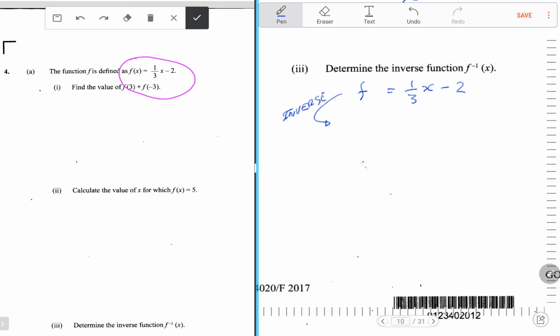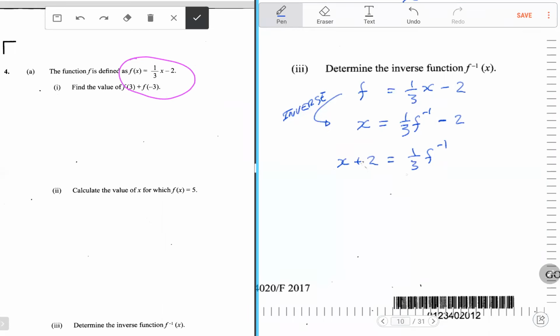To form the inverse function, you interchange the domain and the range. Now, f represents the range, it becomes the domain in the inverse function. And the x up here represents the domain of the function, it becomes the range in the inverse function, which is written as f to the minus 1. And we basically know transposing to make f to the minus 1 the subject. So the first thing I'm going to do is take the minus 2 over here and add it. So I'm going to get x plus 2 equals 1/3 f to the minus 1.